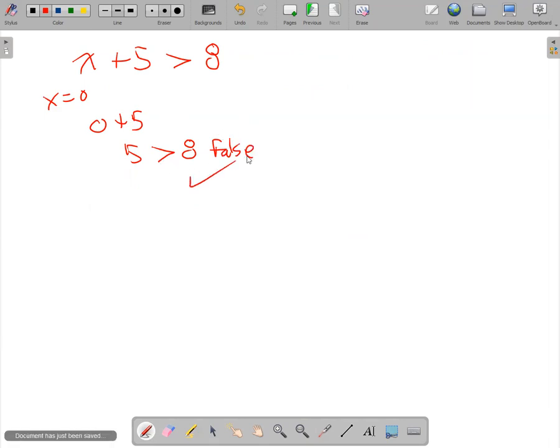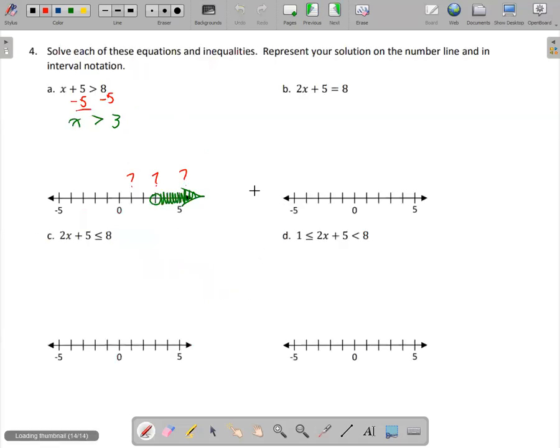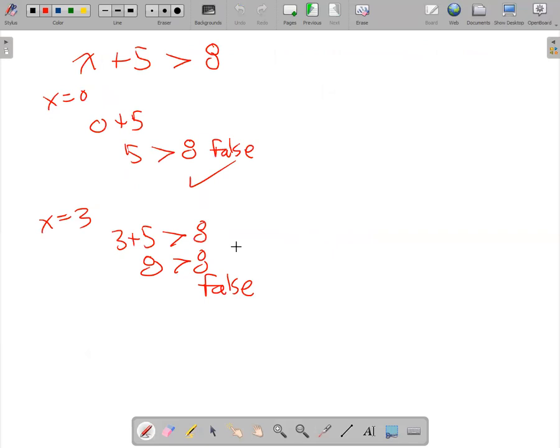So that's a check. x equals 3 is on the edge. 3 plus 5 is greater than 8. Is 8 greater than 8? Answer is no, that's false. On my number line, did I shade 3? Nope. It's where they match, right? So that's the edge. So that's okay. It should be false, but I should get the same number.